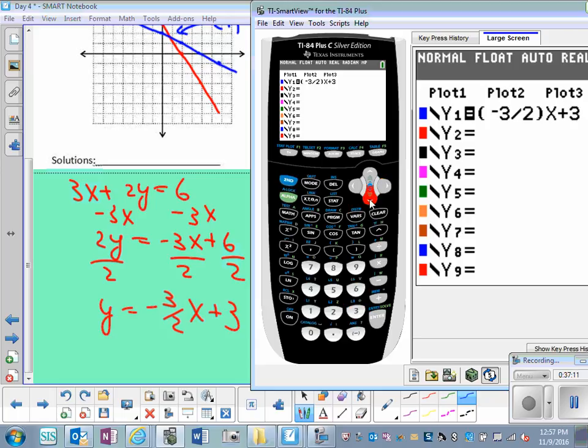Okay, good. And then the second one, what was it? Negative 1 over 2, right? Negative 1 divided by 2, x plus 2. Okay, so now I enter two functions. I say enter and I graph them.